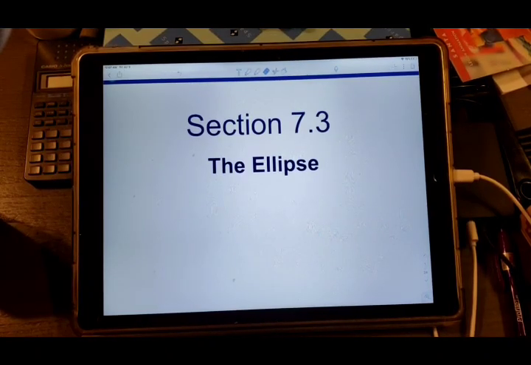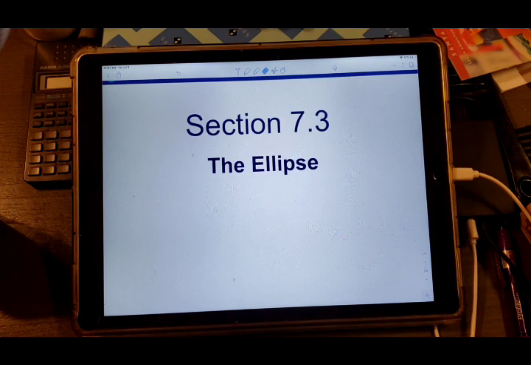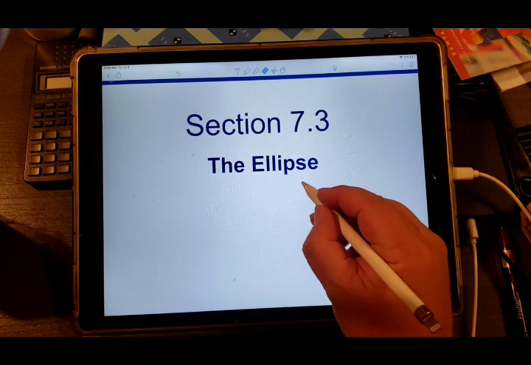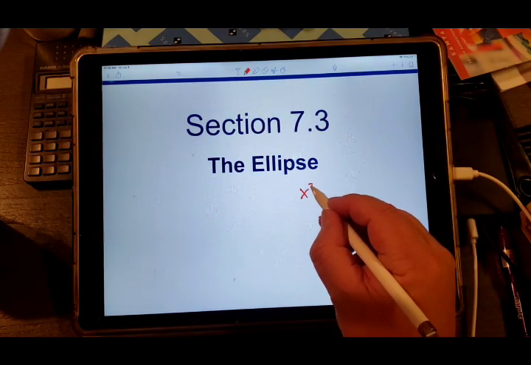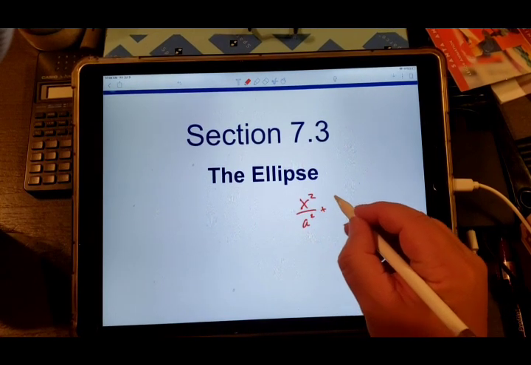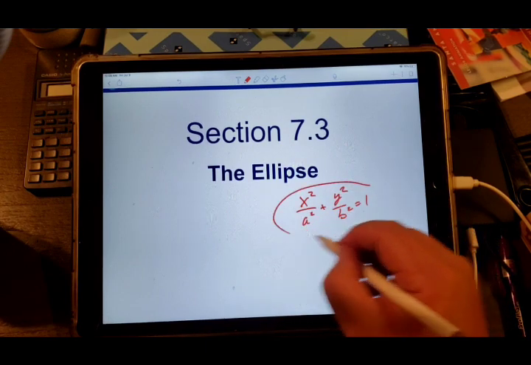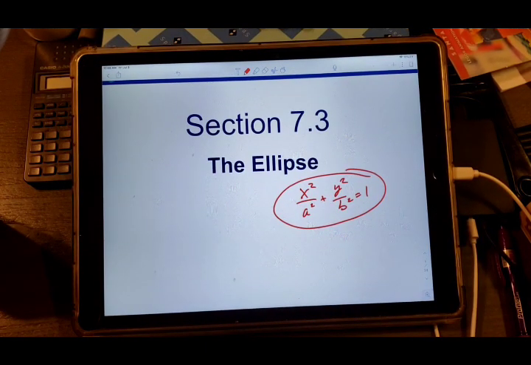All right, now we're talking about the ellipse, and I'm going to assume you've at least seen some of this. Maybe it was in a video I posted, but you've at least seen a little bit of the ellipse. Basically, the equation that starts most of this off is x squared over a squared plus y squared over b squared equals 1.